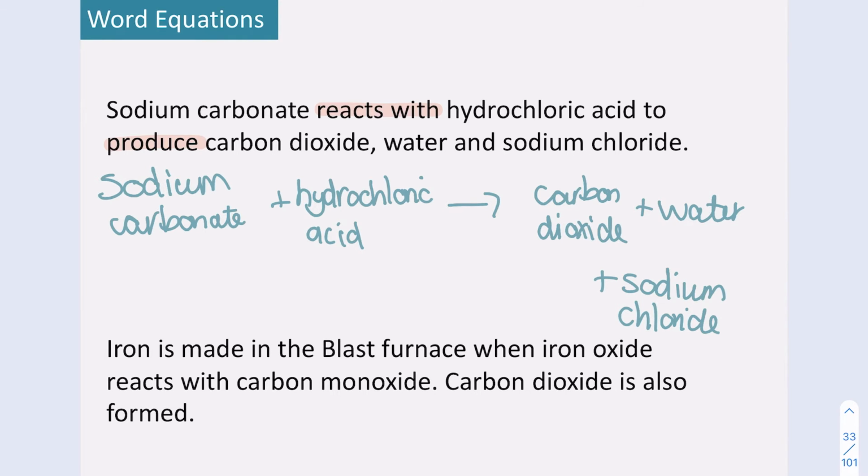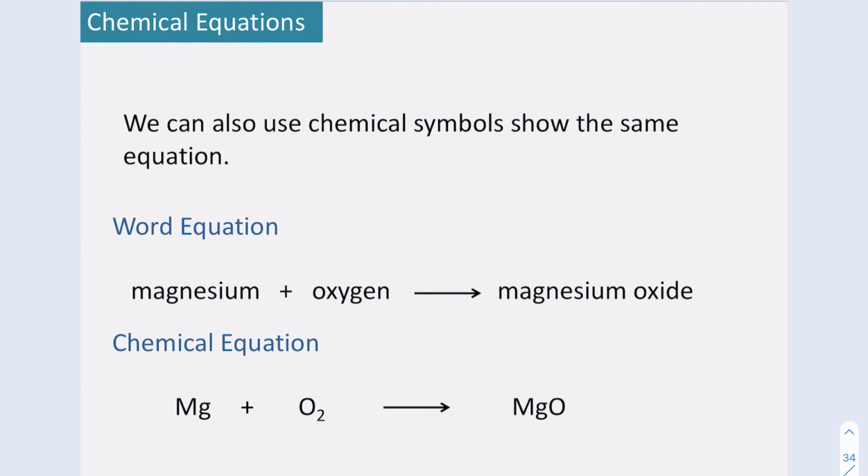and products. Now as you can see, that took quite a lot of writing. There was loads of space that I took up. We can actually make them better by writing the chemical symbols, chemical formula for all of them. So if we go back to the beginning where we had magnesium plus oxygen gives you magnesium oxide, we can simplify it to your Mg plus O2.